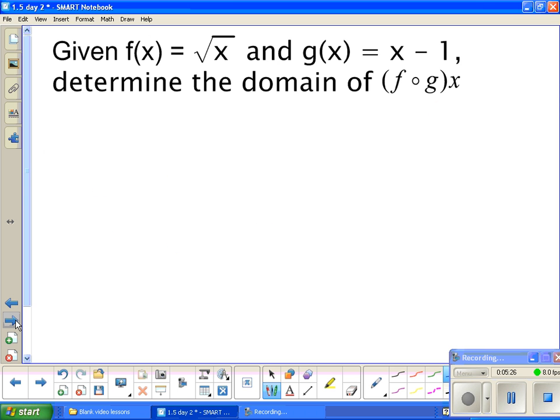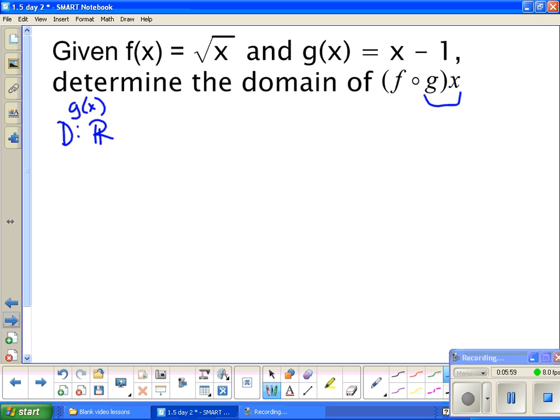Sometimes looking at the domain of given functions of compositions gets a little confusing. So what you want to do is look at what is the domain of my inputted function. Okay, what is the domain of my function that I'm putting into the other one? So the domain of g of x, so I'm looking at g of x, the domain of g of x is all real numbers. It's a polynomial.